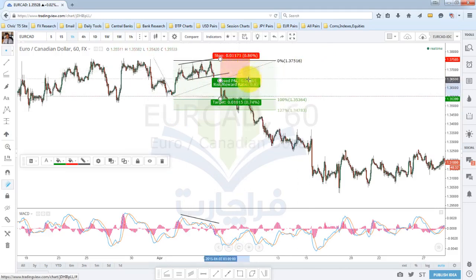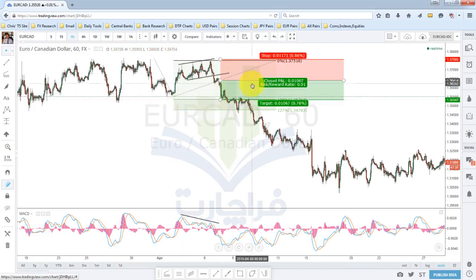Nope. Let me move this one more so I can get these lines out of the way. Okay, there we go. That didn't give us a very good reward to risk ratio. Okay, so this particular setup wouldn't have given us a very good reward to risk ratio.